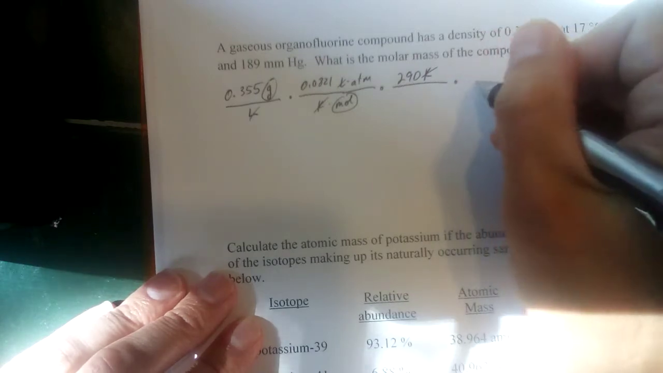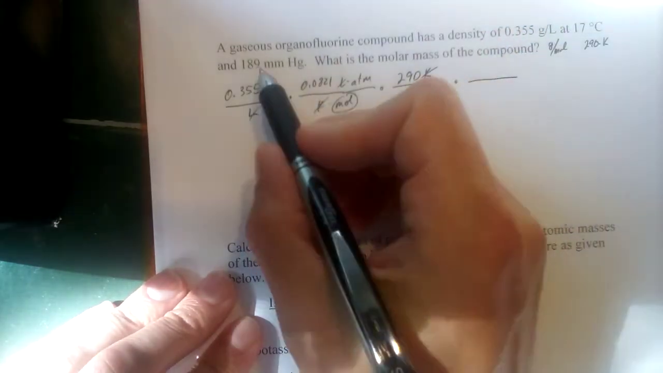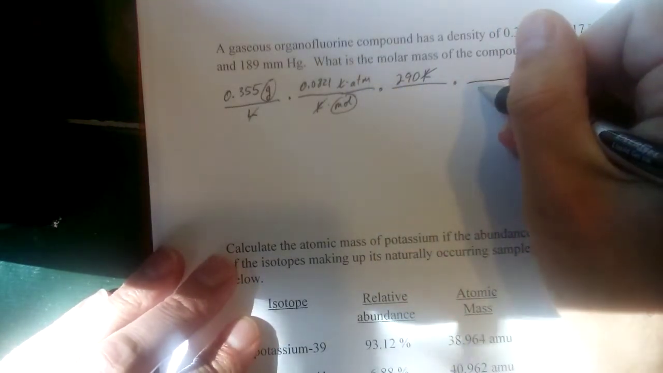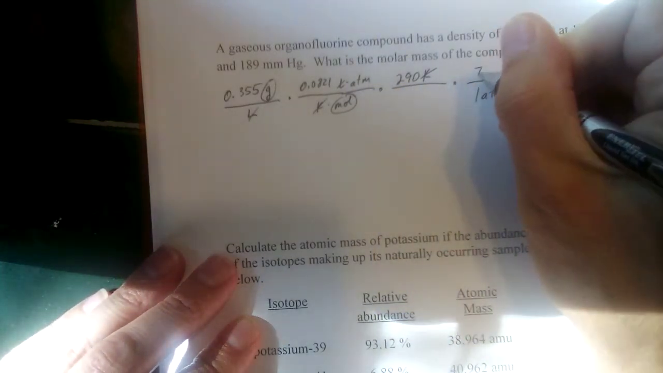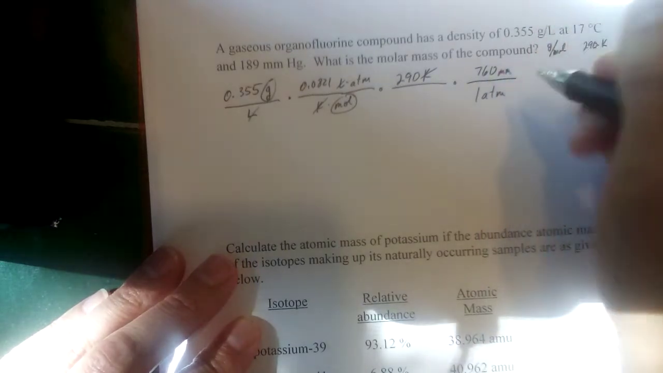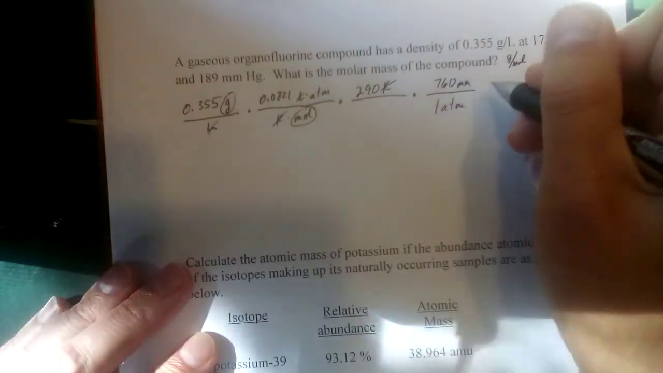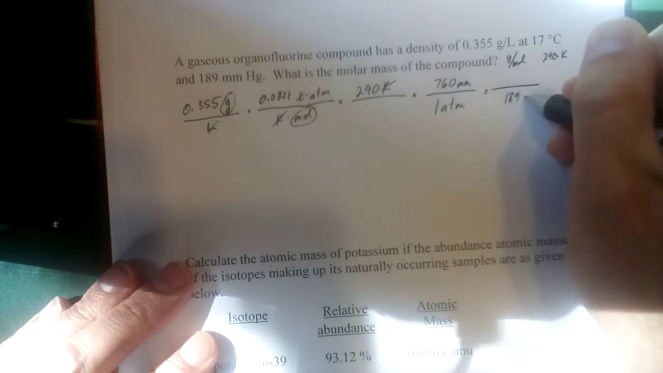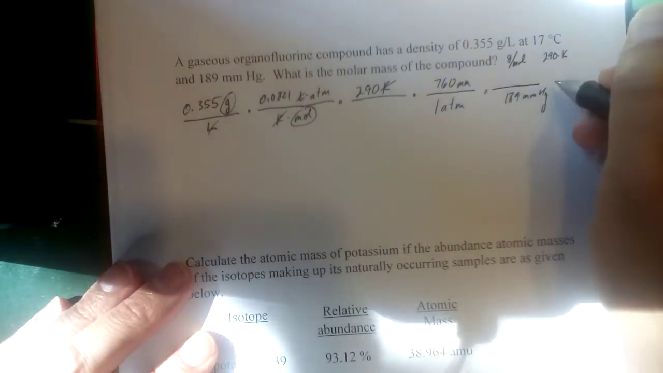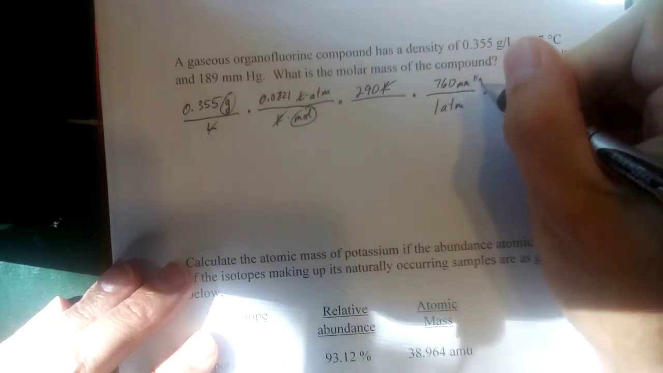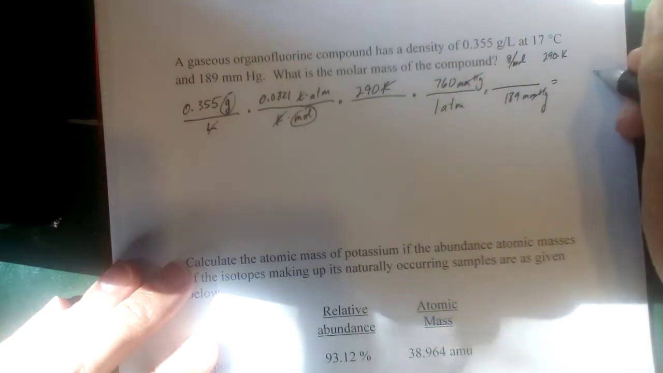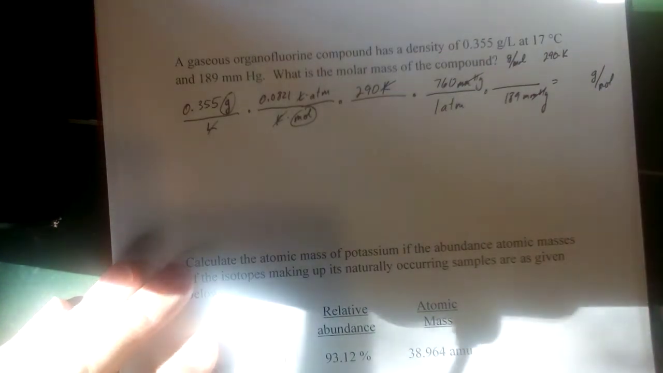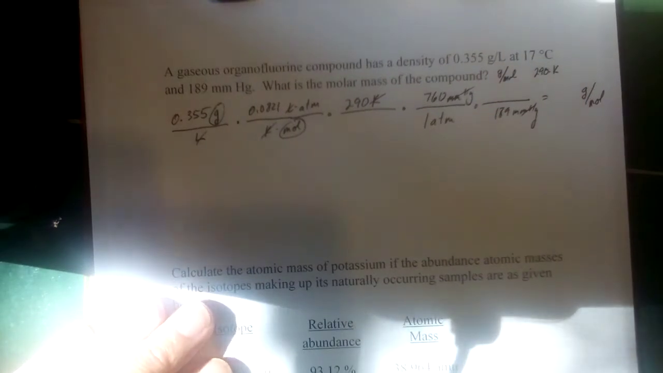And then I'm going to have to divide by the pressure in atmospheres. Now, the pressure given is actually in millimeters of mercury. So let's get out of atmospheres first. I'll change the pressure in my calculation to millimeters of mercury, then I can divide by the 189 millimeters of mercury here to cancel that out. Then I'm left with grams per mole, which is the molar mass. That's what I want for the problem.